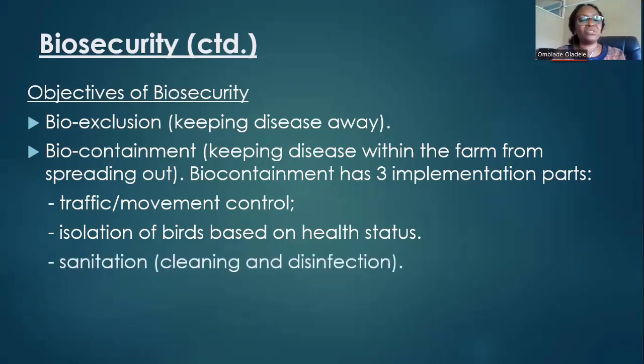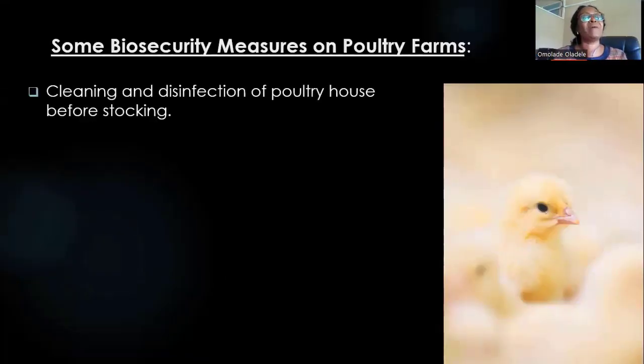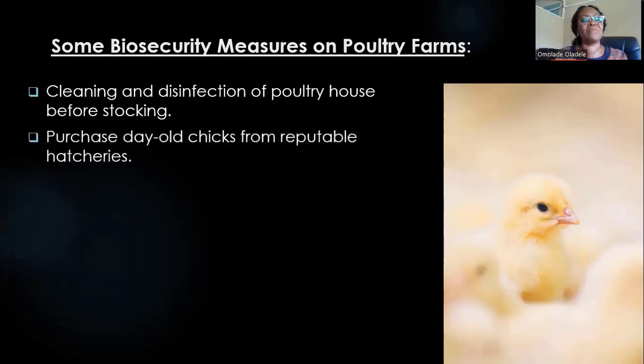And the third implementation part is sanitation. After those birds have been disposed, how do we clean? We must thoroughly clean and disinfect the poultry house using a broad spectrum disinfectant that can take care of viruses, bacteria, and fungi. Like I mentioned, there are some biosecurity measures on the farm. You cannot exhaust them, but here are some of them.